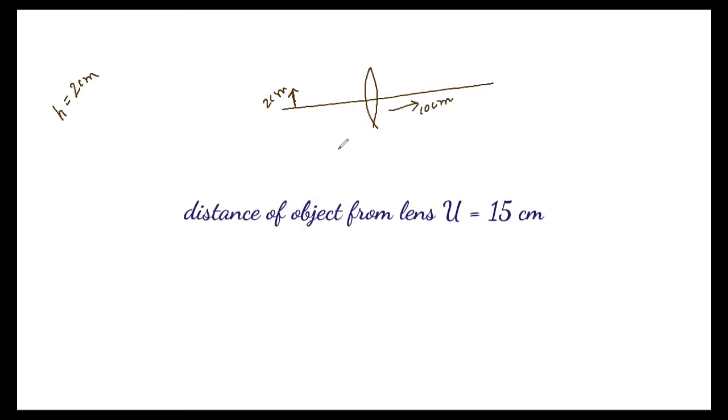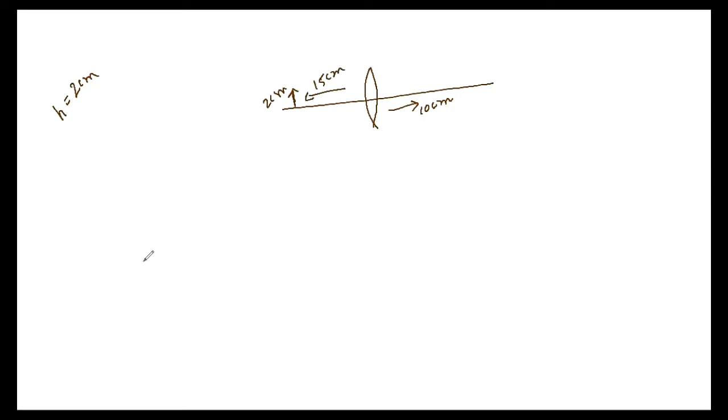The distance of the object from the lens is 15 centimeters. So the u value is minus 15 centimeters, the distance of the object, already given. Then the focal length is 10 centimeters, already given.